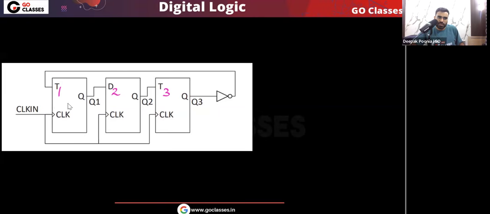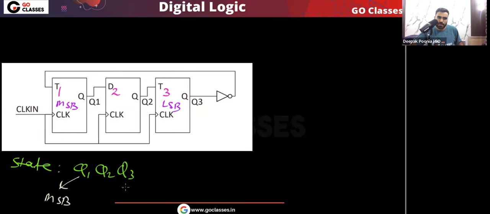You can see that Q1 is considered the MSB and Q3 is considered the LSB, so the state is represented as Q1, Q2, Q3. Let's write the flip-flop input equations. What will T1 be here? You can notice T1 is basically Q3 complement, because there is an inverter here. So T1 is basically Q3 complement. What is T2 here?